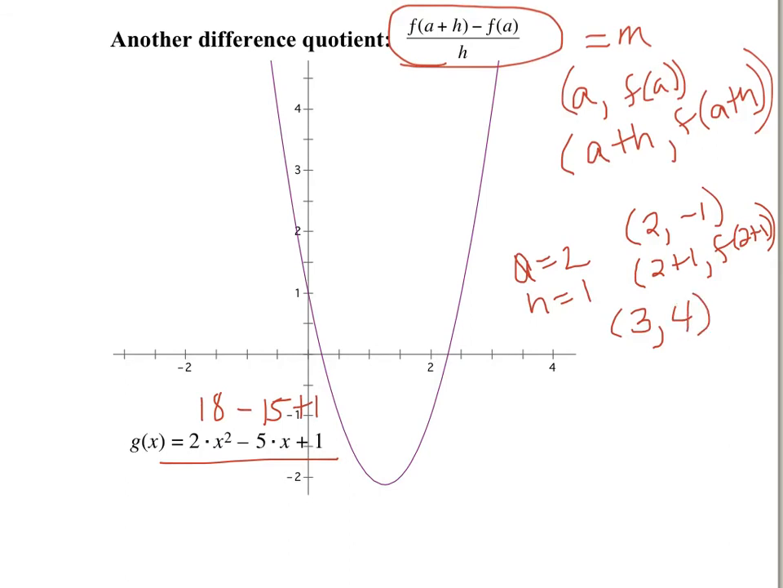Now using our good old-fashioned generic slope formula, we would get 4 minus a negative 1 over 3 minus 2, which will end up being 5 over 1, or 5. Now, that would be then this point here, (2, negative 1), and (3, 4). So we are finding the rate of change or the slope between those 2 points.